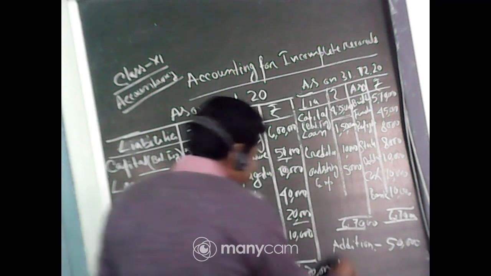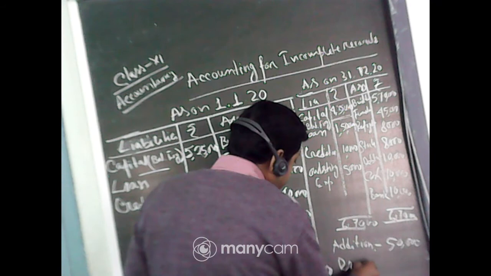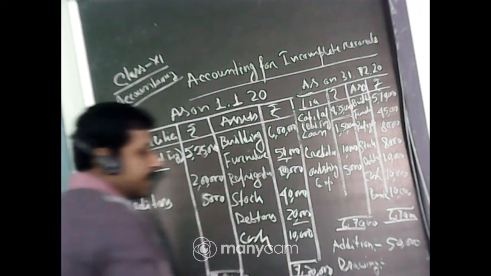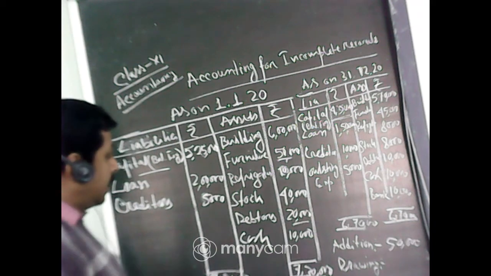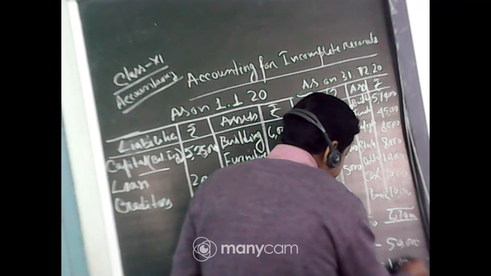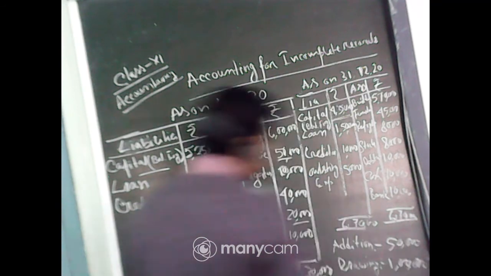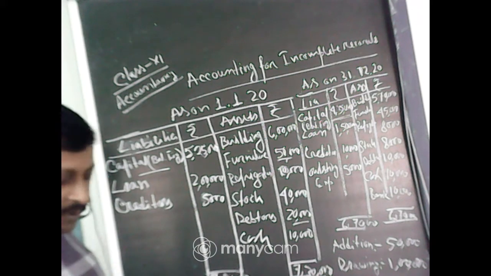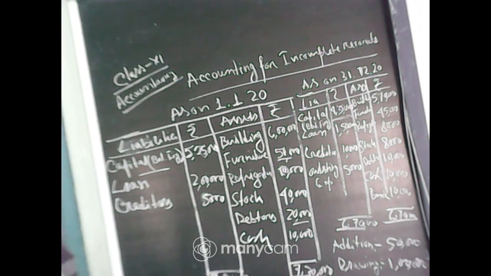And I asked you, what about drawing? Because you need your money, and from the business you are taking this money. Yes sir, I have taken some money, and the total here is 1 lakh. 1 lakh money he withdrew from the business, that is called drawing, for his personal use. So these two pieces of information we got. Now you see. So two values you should remember.